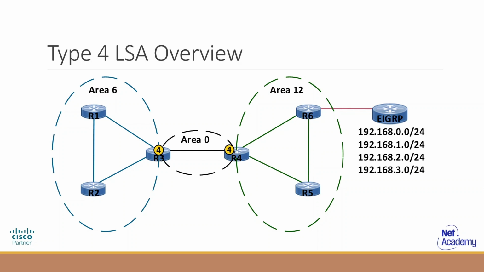Okay. When I tie a 4 and a 5 LSA together, then I can reach all of my, in this case, EIGRP networks, my external networks. So you can kind of see how they're required. I tend to think of the 5s first and then the 4s second, which is why I order them 5, 4, and then 7.